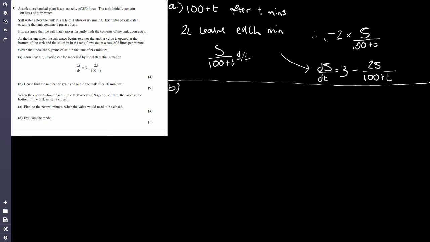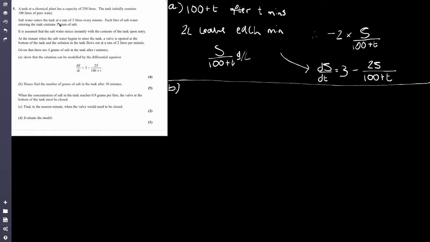We also know that 2 litres leave the tank each minute. So we're going to work out the concentration now. So this is relating to this bit here. So we know that 2 litres leave the tank each minute. So that gives us the minus 2. And the concentration can be given as S here. So it's going to be S divided by the amount at t minutes, for example, here. So it's going to be S over 100 plus t grams per litre. So we can put this all together now.